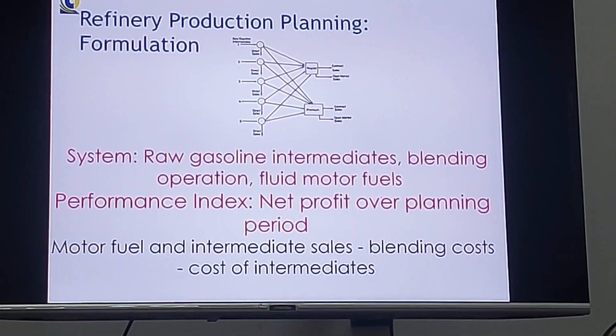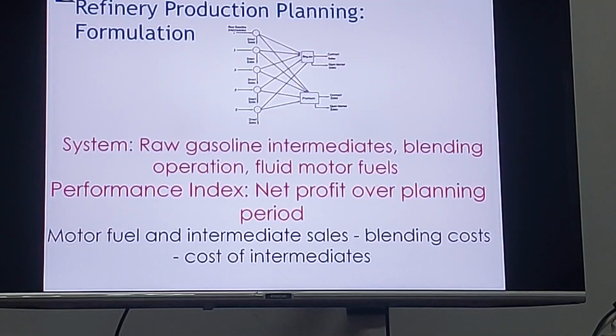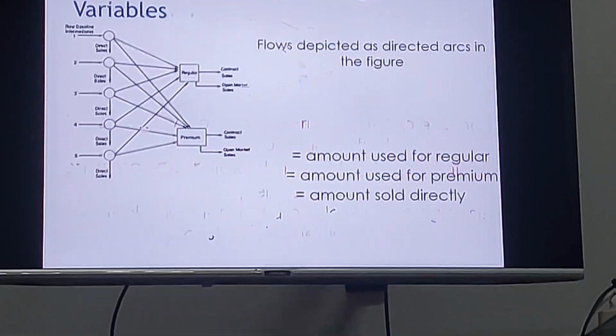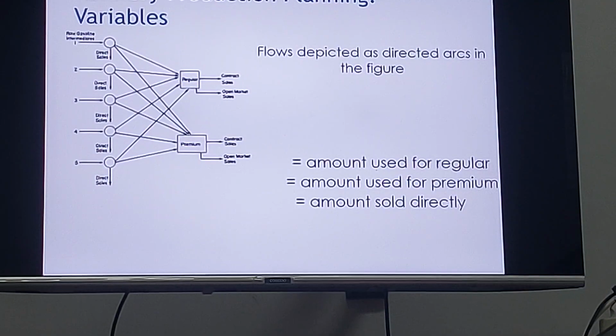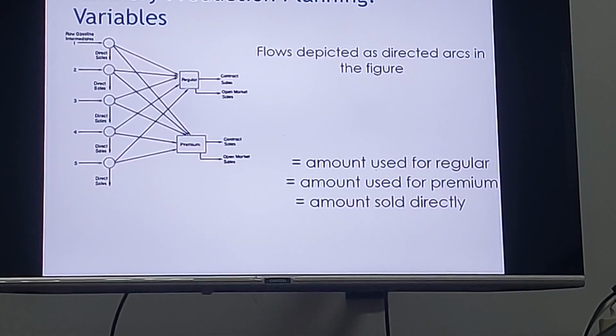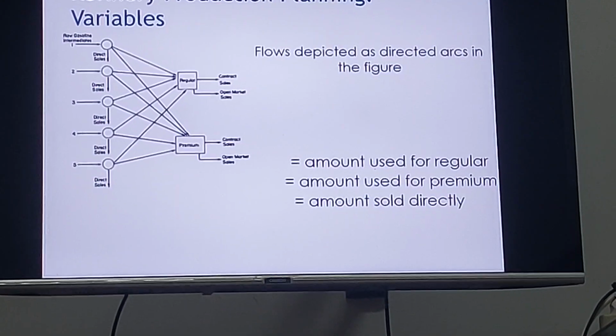Here is the goal. The system performance index, or the goal, is to maximize the profit by this formula. And then what are the variables here? Amount used for regular, amount used for premium, and how many should be sold.